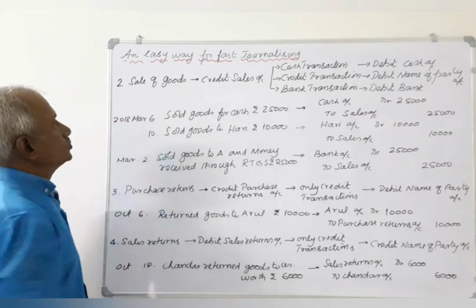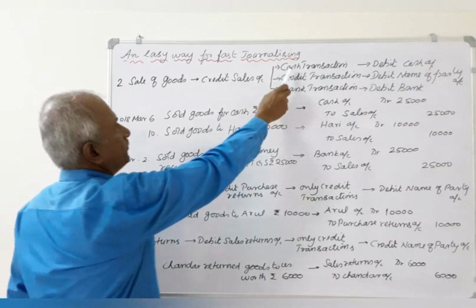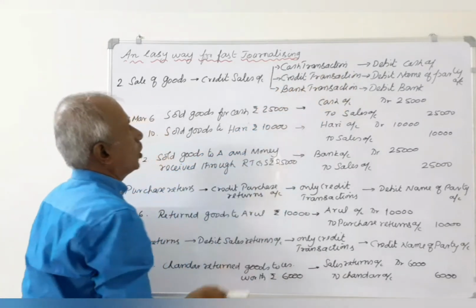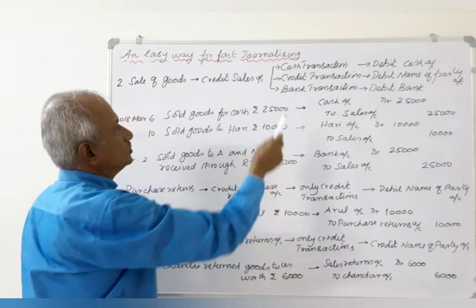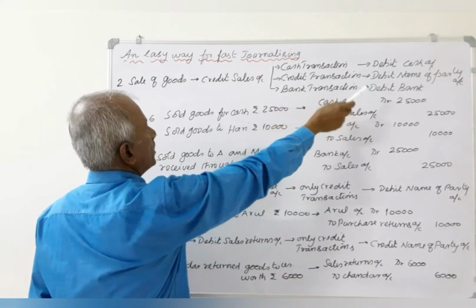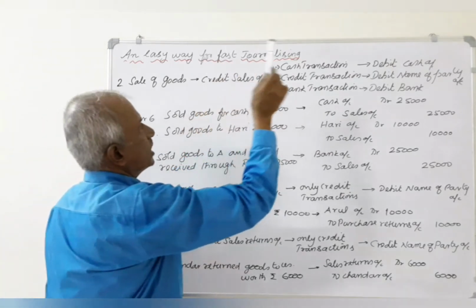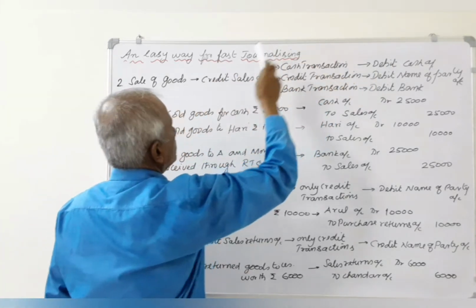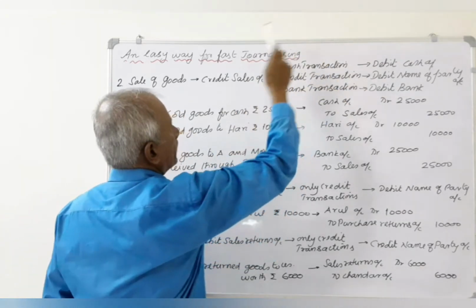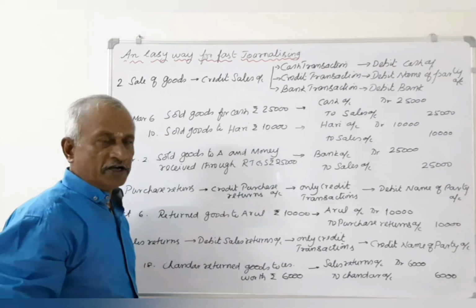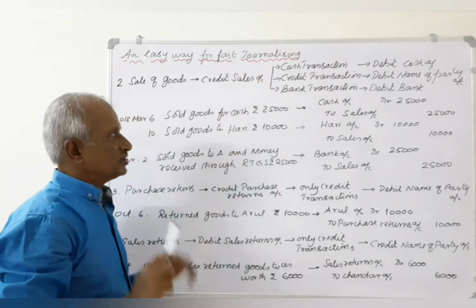Second, sale of goods. Credit sales account. If it is a cash transaction, debit cash account. If it is a credit transaction, debit name of the party account. If it is a bank transaction, debit bank account. So the journals are cash account debtor to sales for cash transactions. Name of the party account debtor to sales for credit transactions. Bank account debtor to sales for bank transactions.